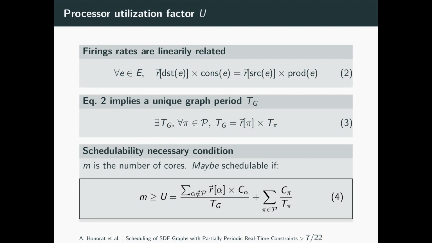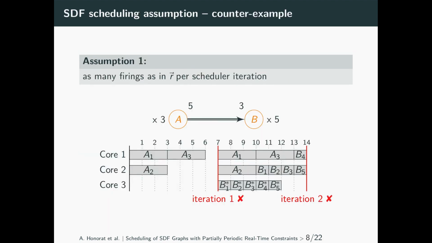However, the processor utilization factor is a simple but imprecise test. We would like to do better. For this purpose, we will introduce a common assumption, which is that there are as many firings per scheduler iteration as stated by the repetition vector. Here is a counter example. The first 5 firings of B have been scheduled in the second scheduler iteration.